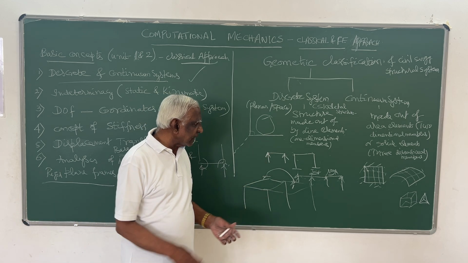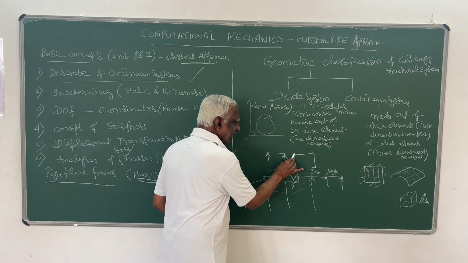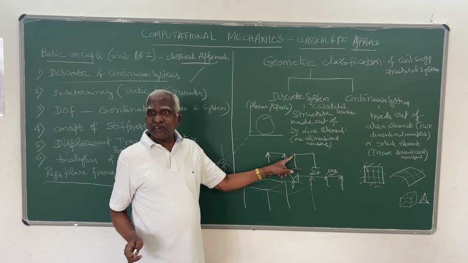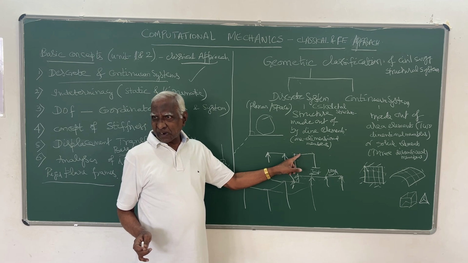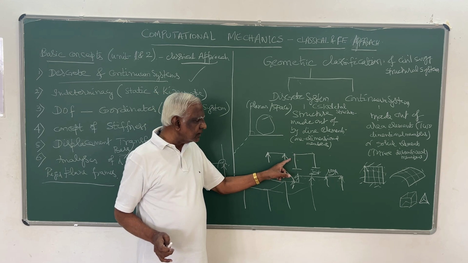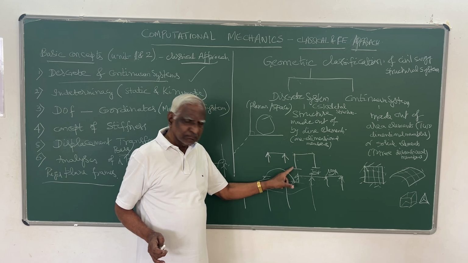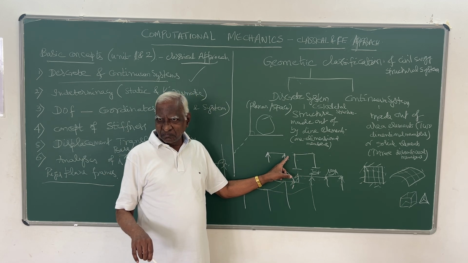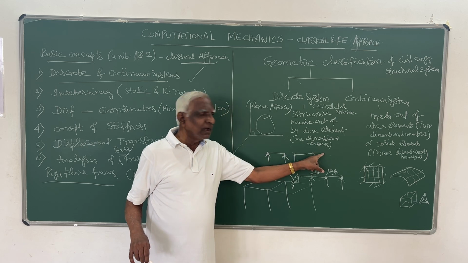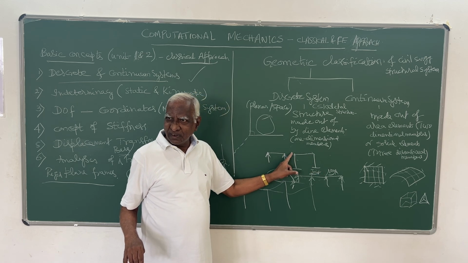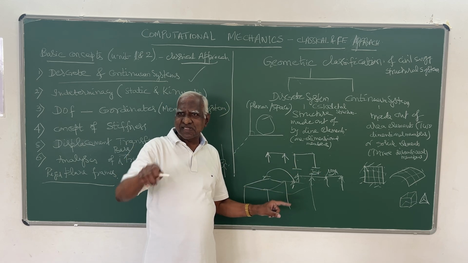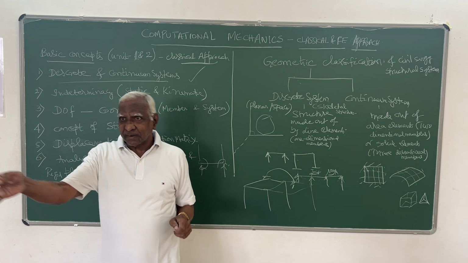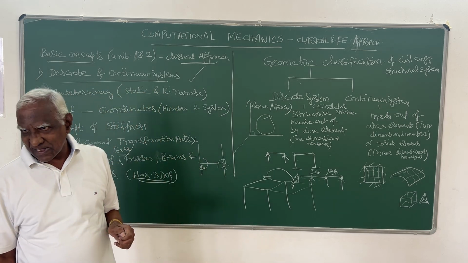And at the same time, if at the joint it is a continuous joint, wherein two members are meeting, continuous joint means the sum of the moments at this joint should be 0. That is, M in this horizontal member plus M in this vertical member should be 0. That's what we were applying in the slope deflection method of analysis.